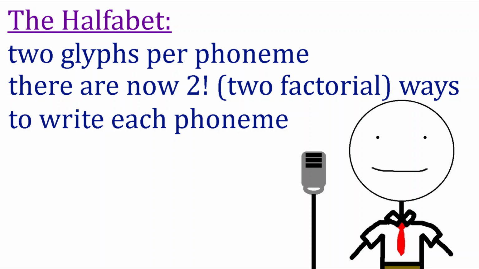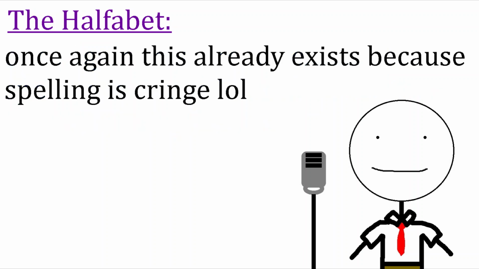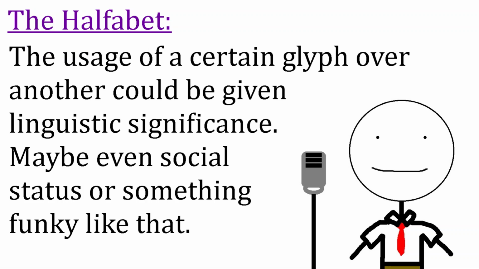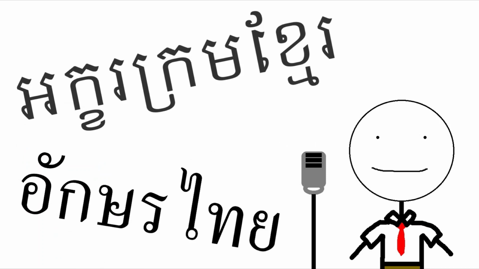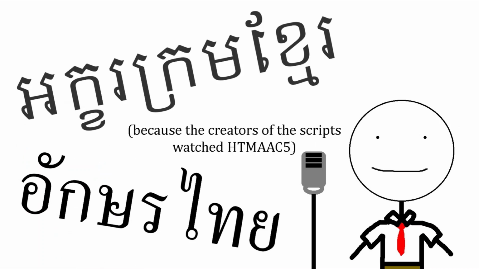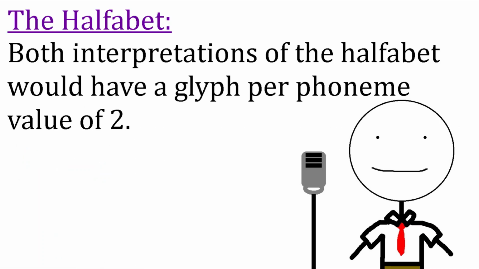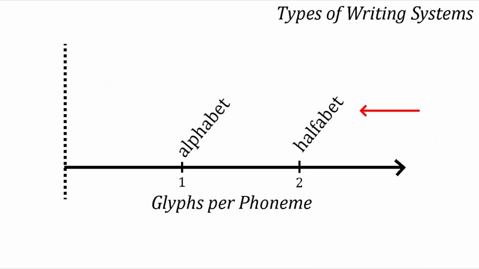There are two possible glyphs, either of which can be used to write a phoneme. The usage of one glyph over the other could have grammatical, etymological, or just organizational significance, which is strikingly similar to the usage of hiragana and katakana in Japanese, or kind of like how Khmer and Thai often have two or more glyphs per consonant. Both interpretations of the alphabet would have a glyph per phoneme value of 2 and go here in our graph.